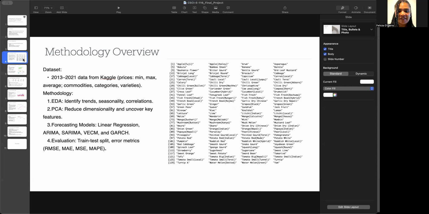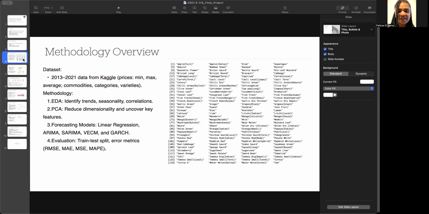Another thing that I did during my exploratory data analysis was identify different trends, seasonality, as well as correlations between prices. The next step in my process was performing principal component analysis, which helped reduce dimensionality and uncover key features. From there, I worked on my model selection and explored different models.